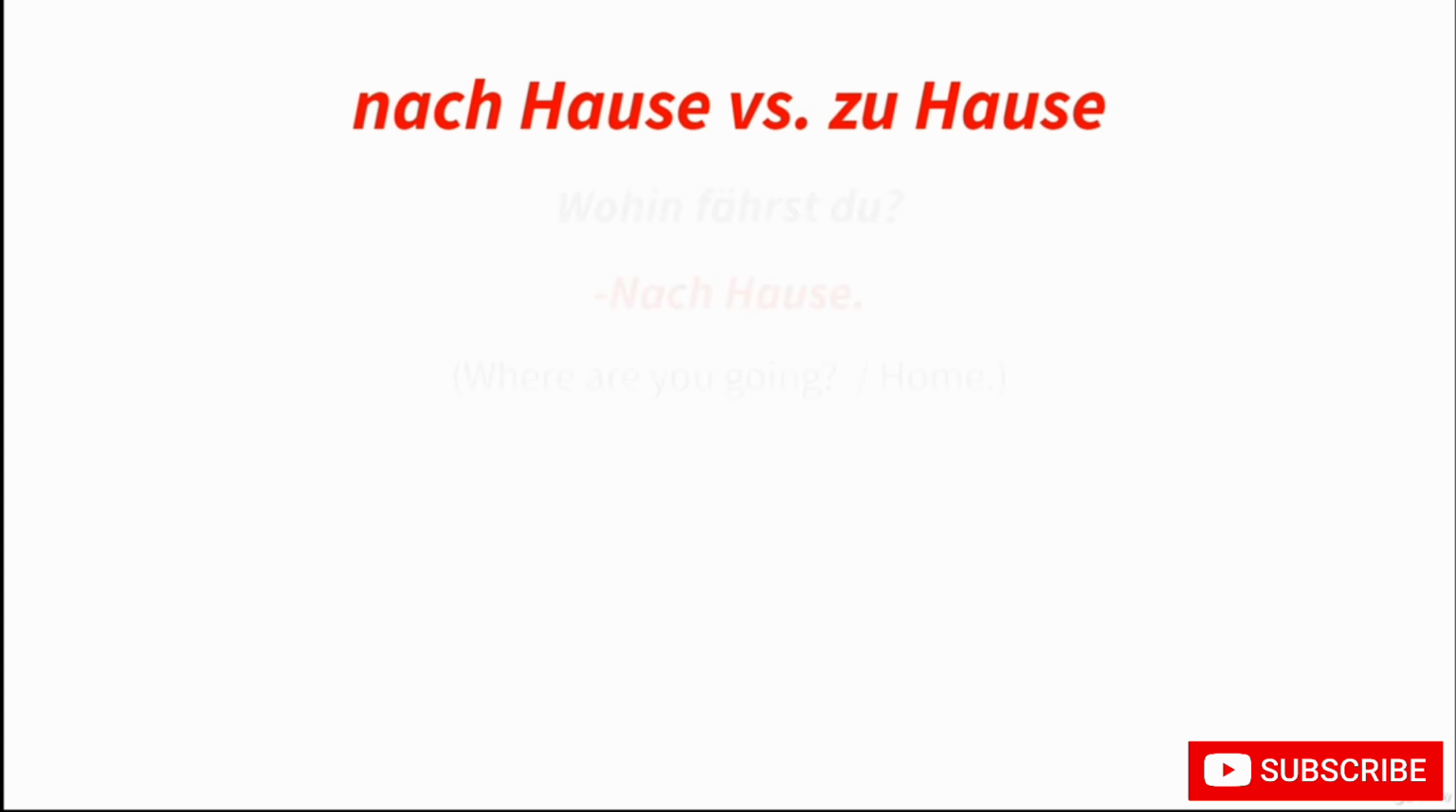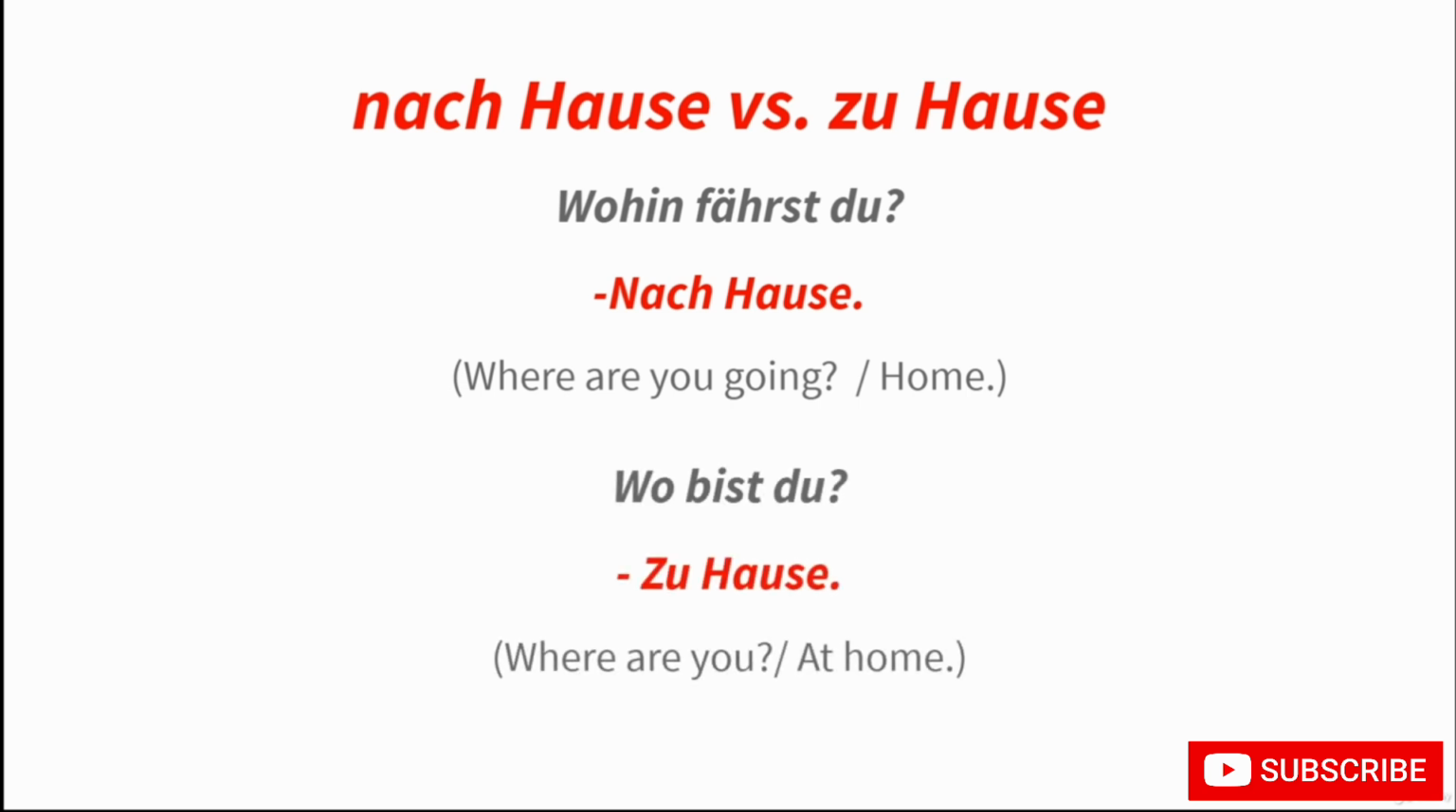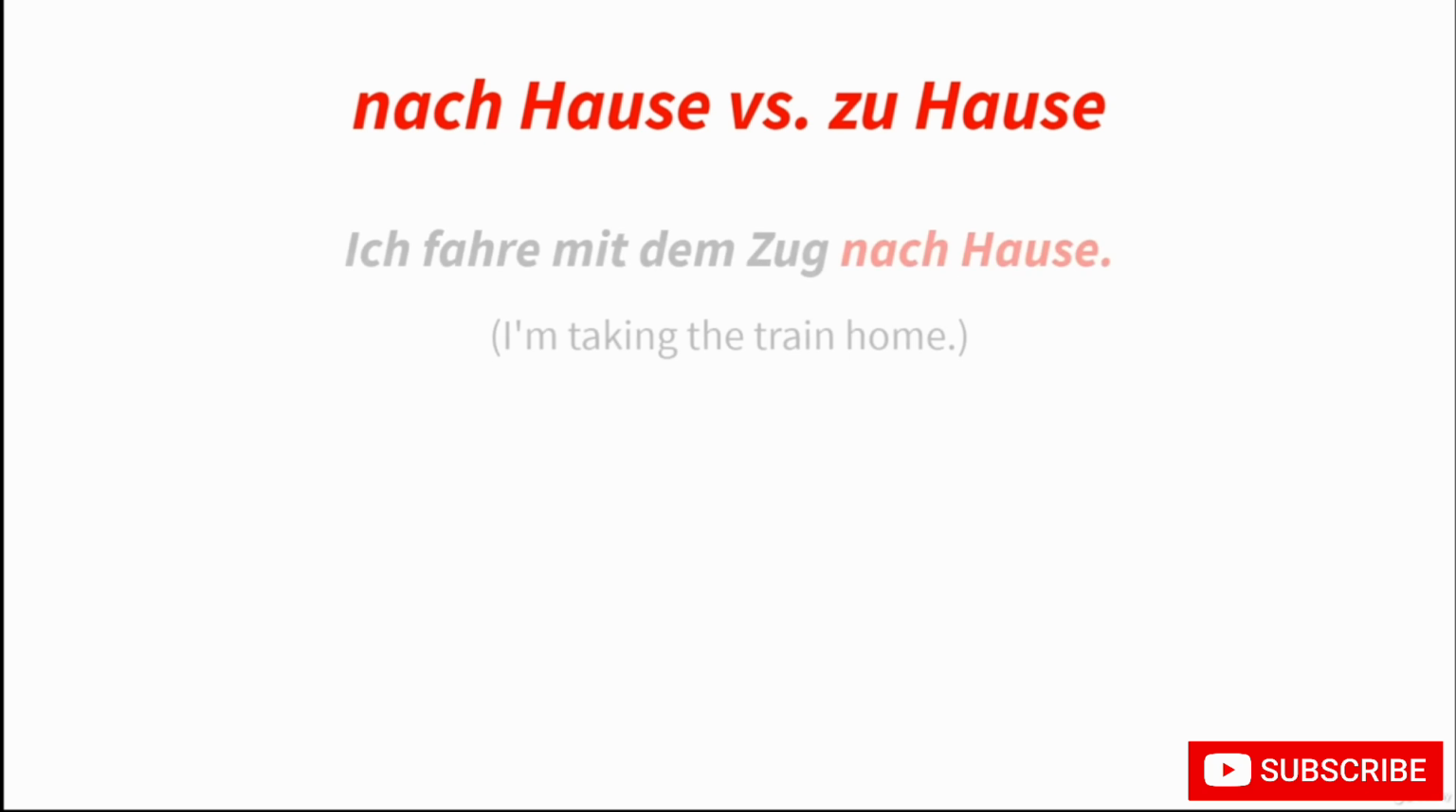Another one. Wohin fährst du? Nach Hause. Where are you going? Home. In the answer part, we don't need to use any verb because we know that it's fahren. Wo bist du? Where are you? Zu Hause. At home. That is the main difference. Ich fahre mit dem Zug nach Hause. I'm taking the train home.